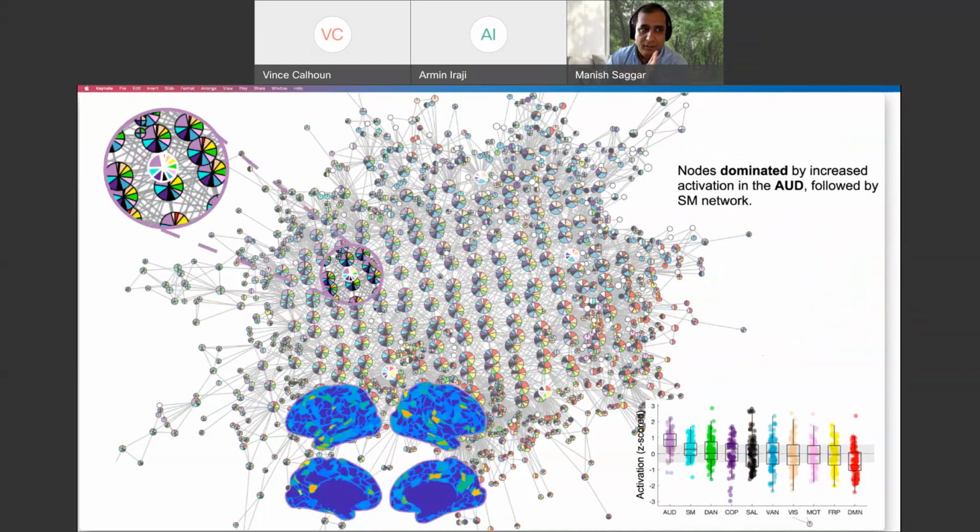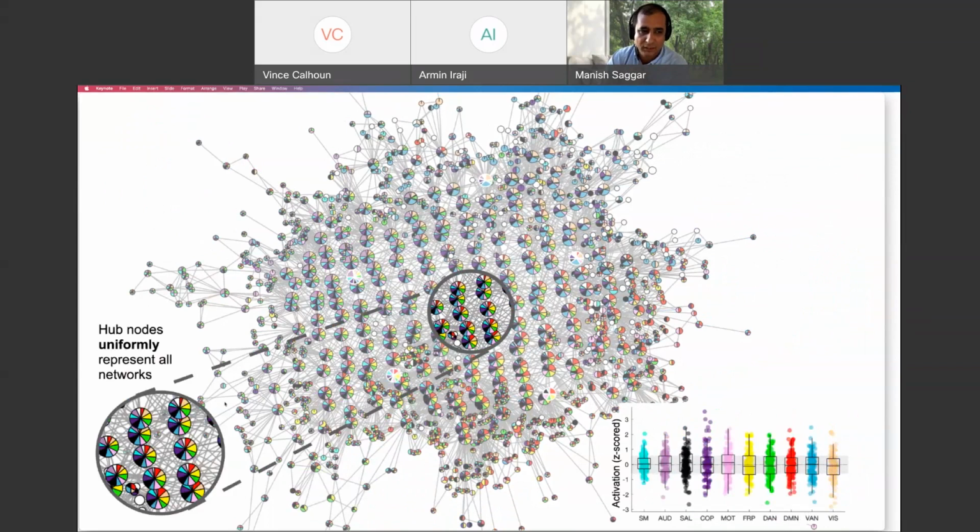If you go to the left, we have the auditory network leading, and others are kind of following and staying within this band. But when you look at the hub nodes, that's where we found this uniformity across all networks, that there is no one particular network leading on average. All the TRs are kind of sort of somewhat equally contributing or staying to the mean. So zero basically means mean activation because they are z-scored.